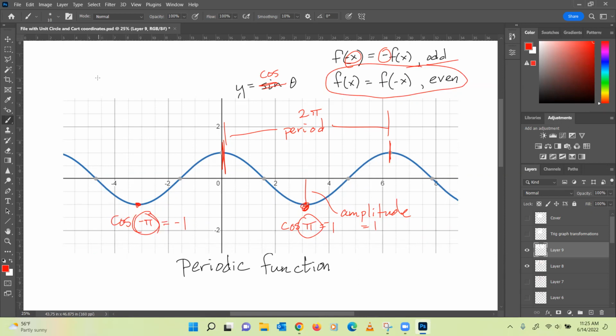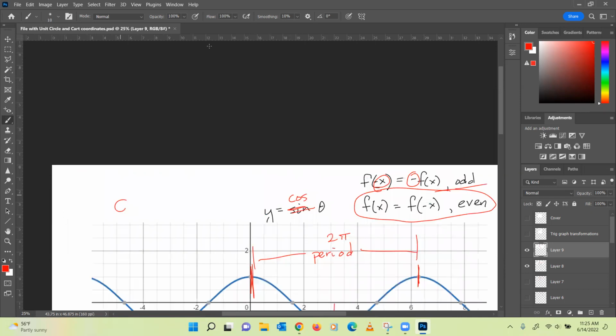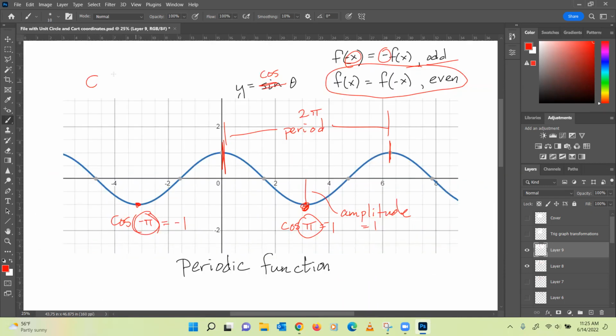The domain is, again, -infinity to infinity. The range is, again, -1 to 1. We're going to use those later. That's going to be important for us.